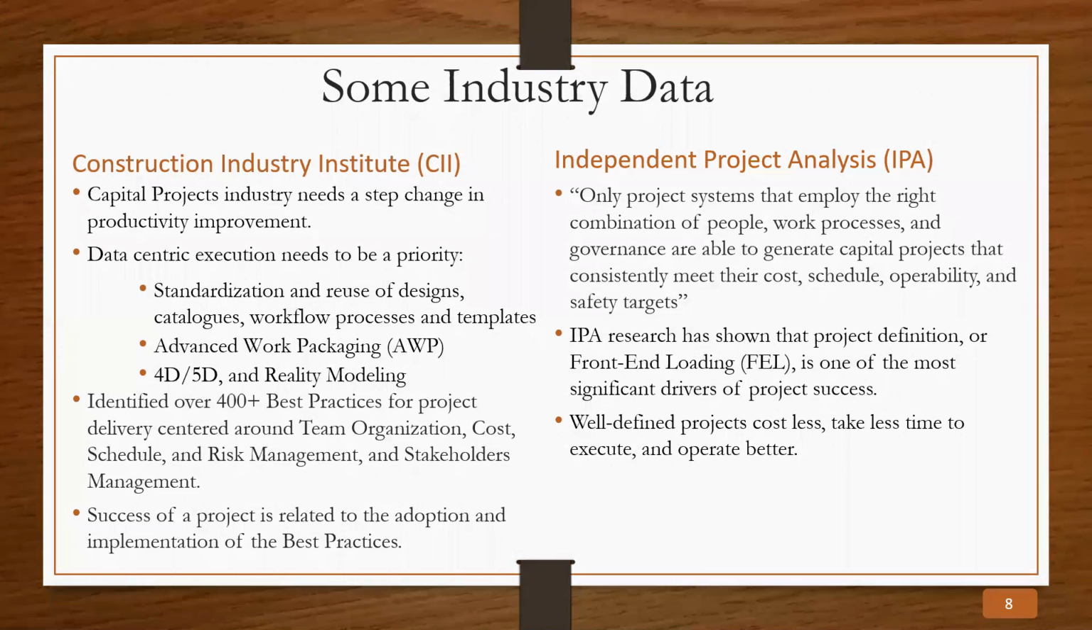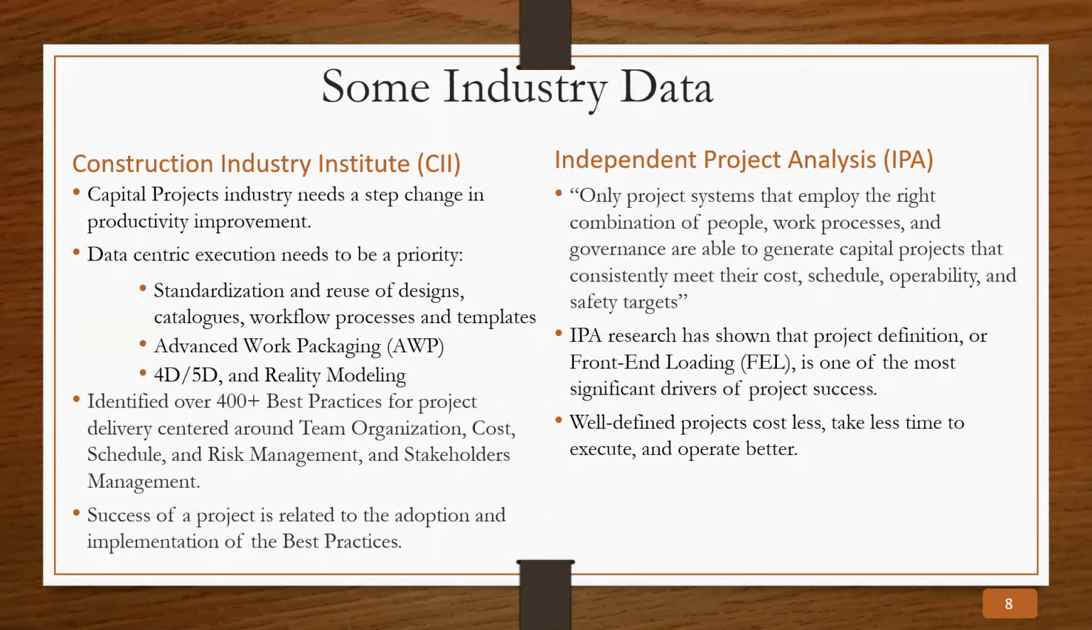The Construction Industry Institute is a global organization that does a lot of work looking at construction projects. Some of their findings over time show that the capital projects industry needs a step change in productivity improvement. If you read the report, it shows that productivity in manufacturing and industries like aviation has gone up substantially in the past 100 years, but the construction industry has only seen a minimal change in that. So the capital projects industry needs a step change.